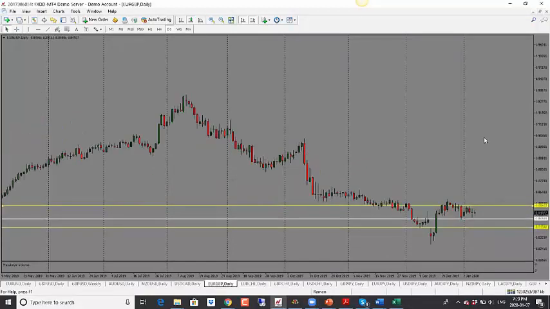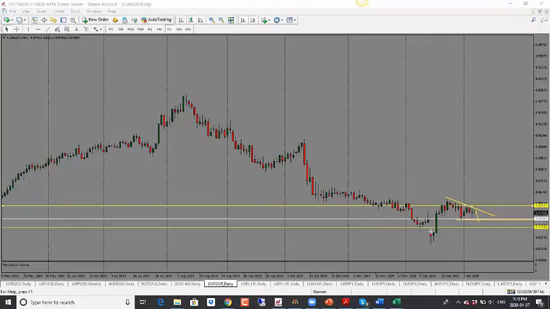Euro pound here, this one, we have a neutral candle close here for the day. Price opened and closed at pretty much the same level. Overall, this one is making its way to the downside, so we could see a drop here. So look for a further move to the downside.